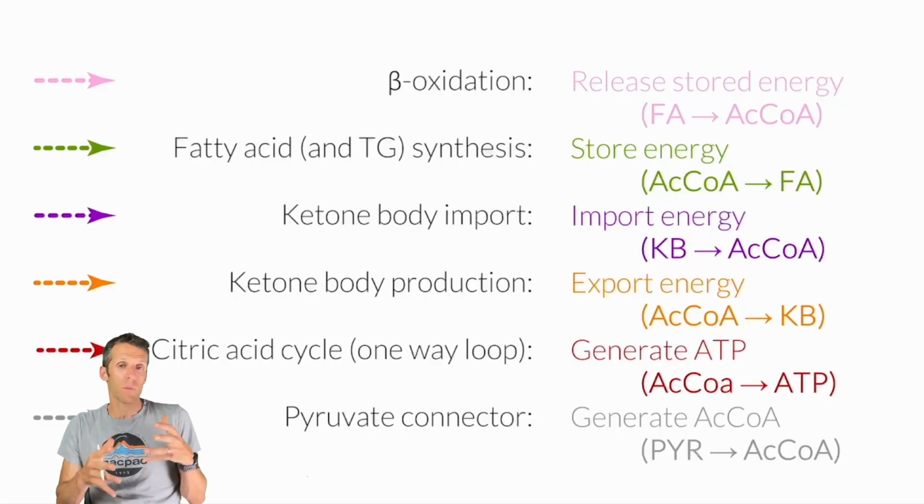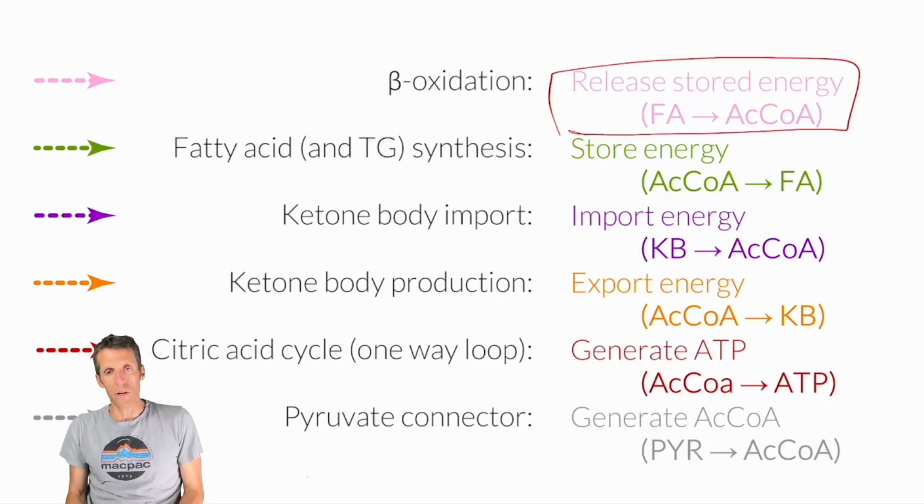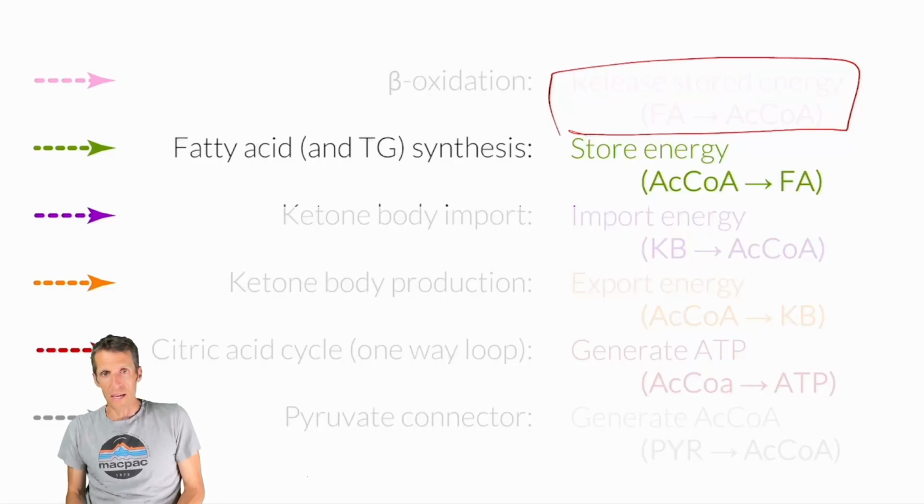If we think about this in terms of routes or roles of these different pathways, beta oxidation is used to release stored energy. That's to break fatty acids into acetyl-CoAs. What we're doing today is we're talking about making fatty acids out of acetyl-CoAs. How do we store energy for later?